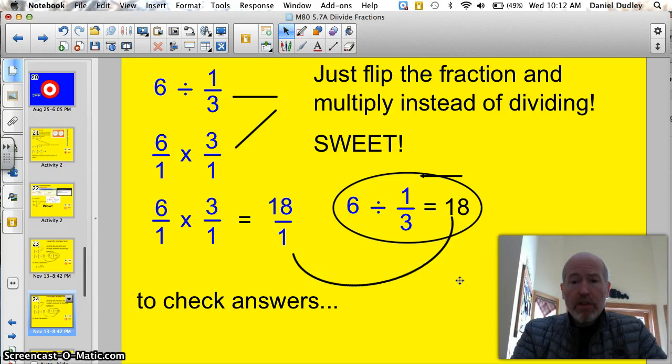Let me check the answer. Put that little bar in. 18 times 1/3 equals 6. Well, let me do the work. 18 times 1 is 18. 18 divided by 3, it's 6. Sweet! I love it when a plan comes together.